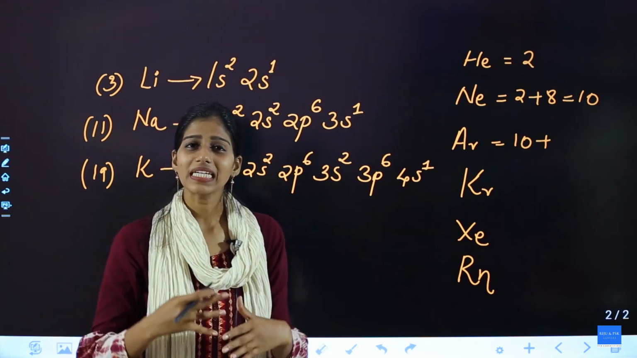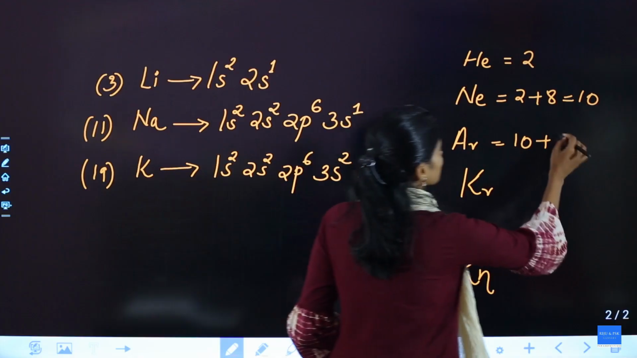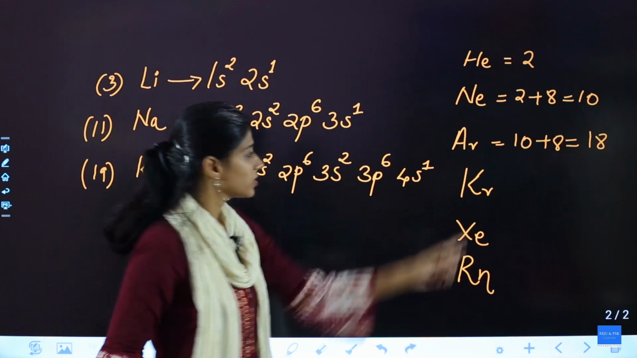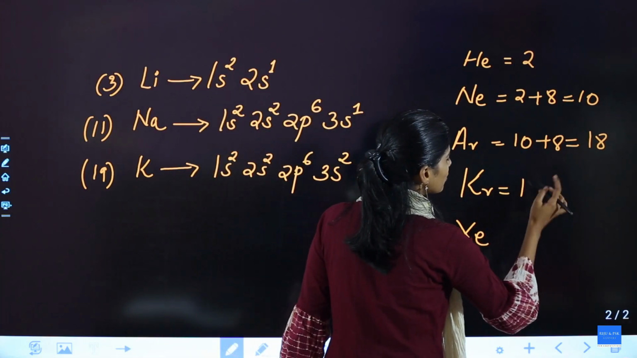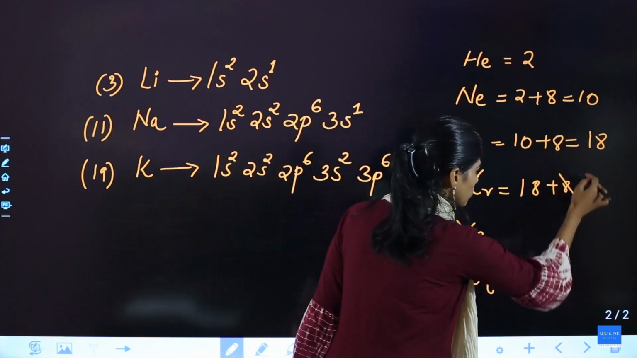So, in the third period how many more members are available? Again you have 8. So, in argon you are getting 18, right. So, that is the atomic number, just add 8. What about krypton? Can you do this 18 plus 8? No, you can't do this.